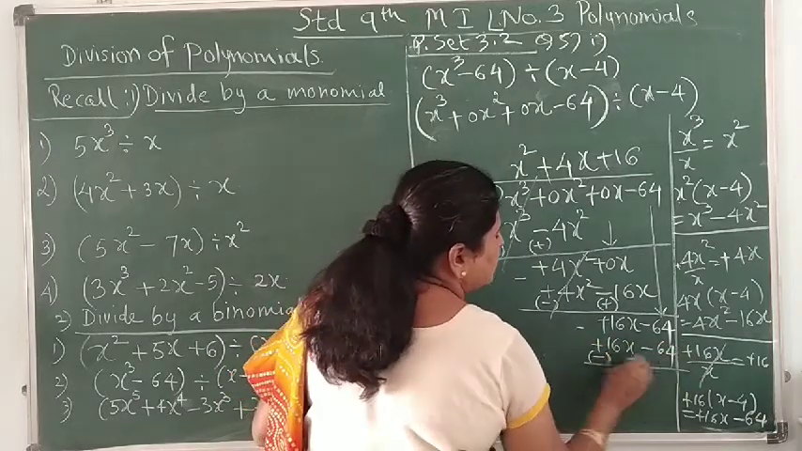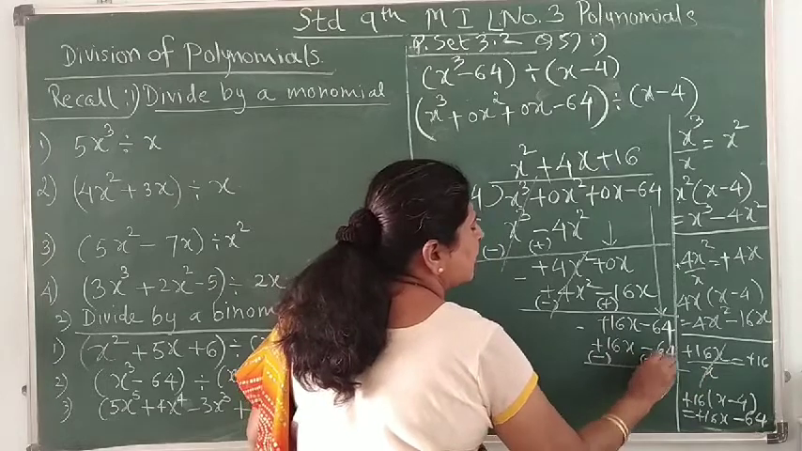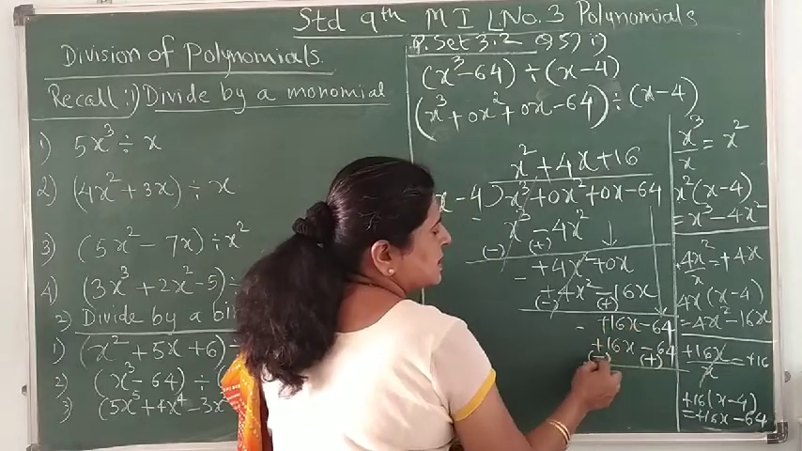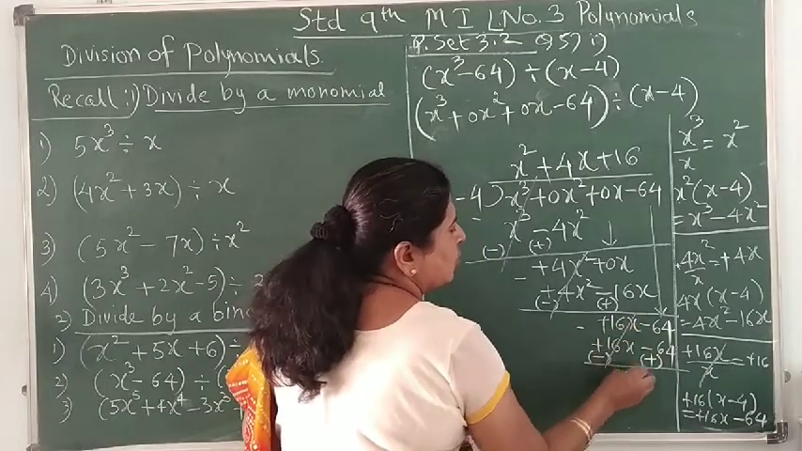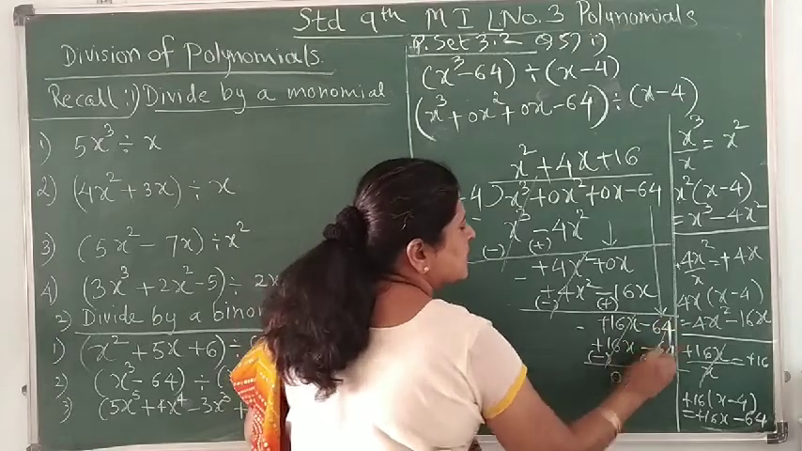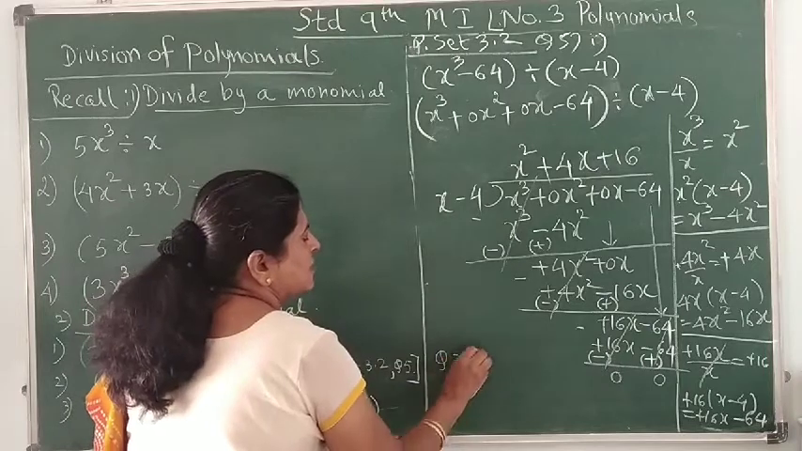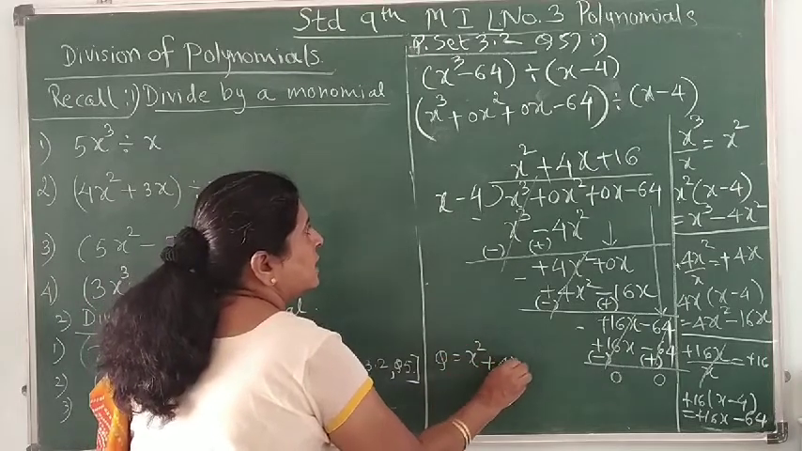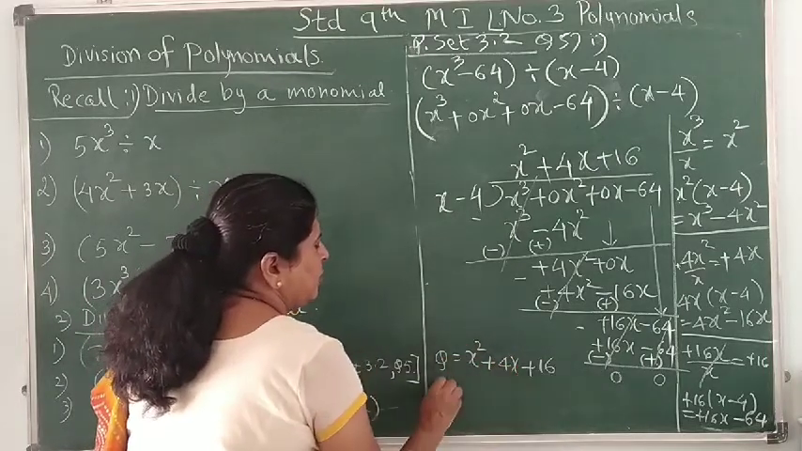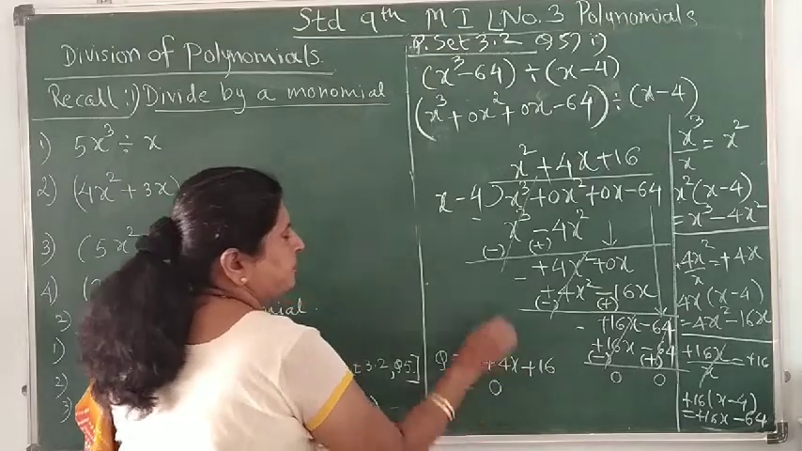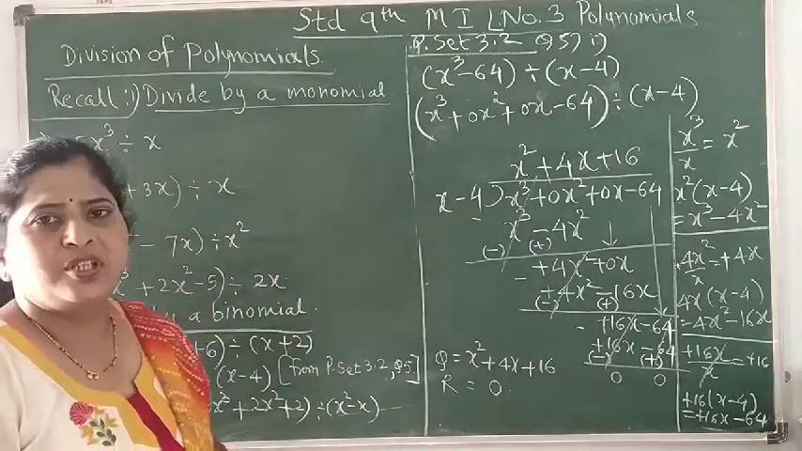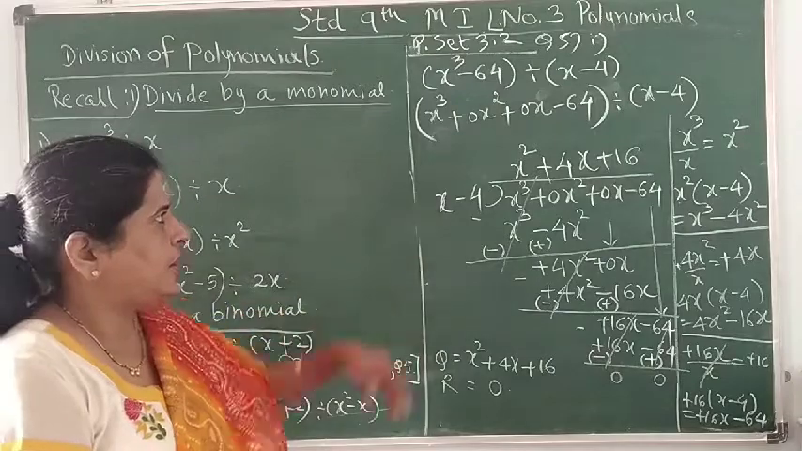Subtraction you are doing, change the sign, plus will become minus, minus will become plus. Plus 16x minus 16x 0. Minus 64 plus 64 0. That's why here your quotient is x square plus 4x plus 16 and your remainder is 0. Okay, so this is your division and your answer you can write in this.